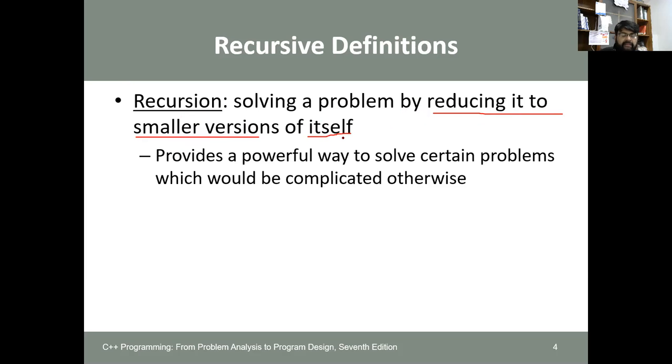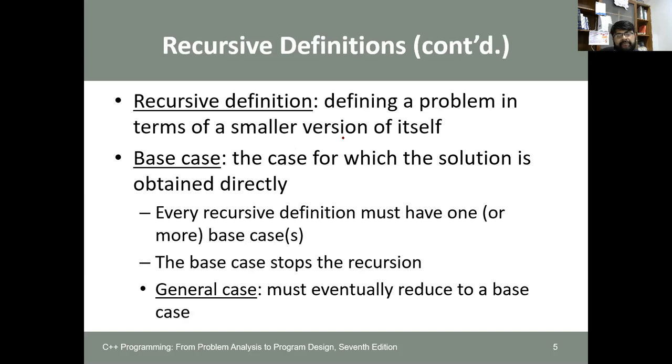And we'll see through examples, when we talk about factorial later, how this is happening. However, you should note that this is a very powerful way to solve certain types of problems, which would become very complicated if we used iteration to solve them. You'll see what I mean in the later slides. So what is a recursive definition?